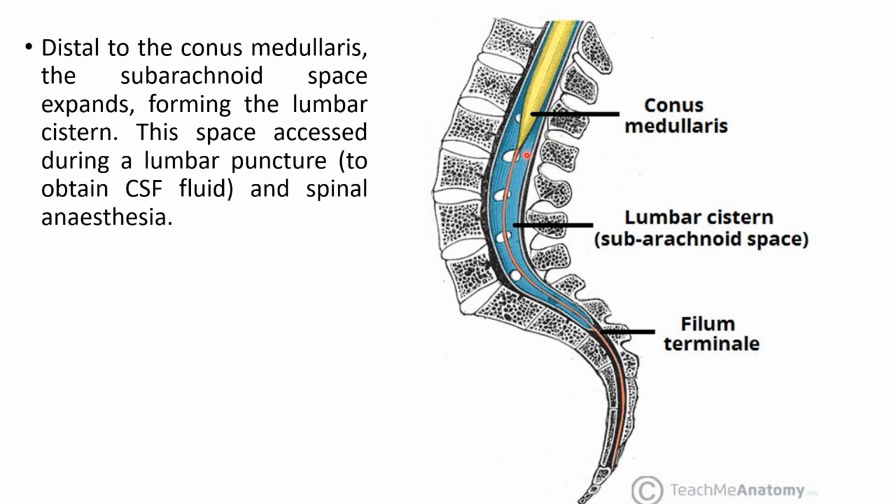This is the extension of the subarachnoid space after the conus medullaris. This is the conus medullaris where the spinal cord ends. Then after this, the extension of the subarachnoid space is called the lumbar cistern. Earlier we learned about a procedure called a lumbar puncture or spinal tap. During this procedure, the needle is inserted into this lumbar cistern to get CSF. The subarachnoid space has CSF, including the lumbar cistern. Also, drugs are injected into this space for giving spinal anesthesia in some surgical procedures.